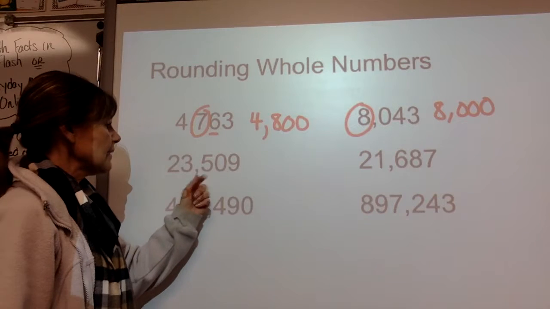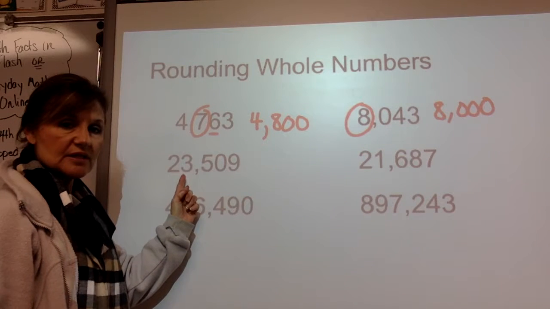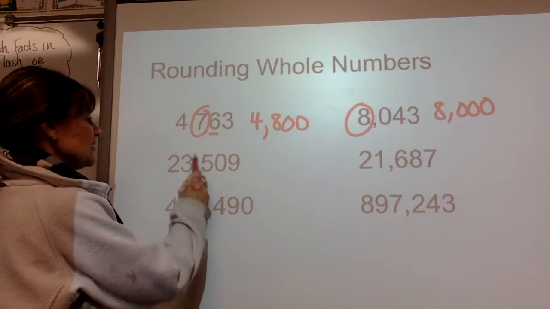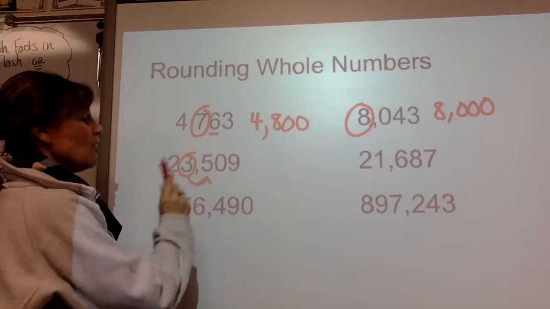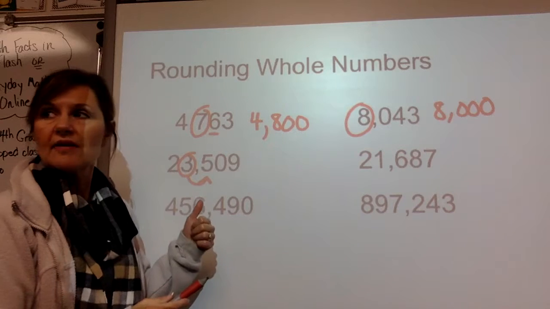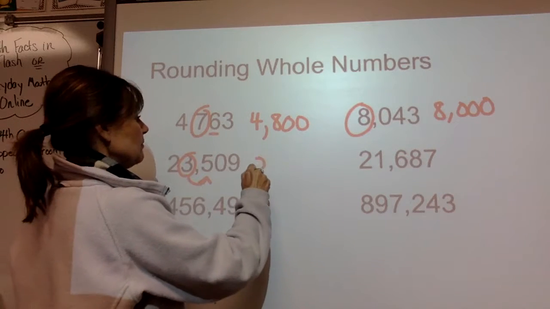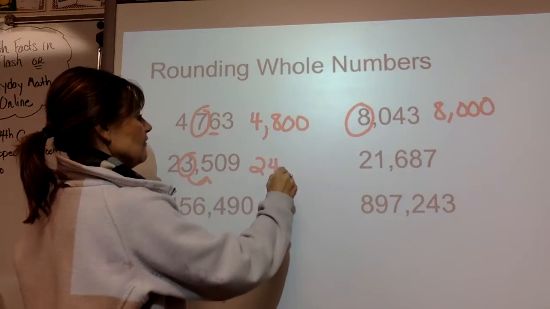23,509. I'm going to round to my nearest thousand again. Ones, tens, hundreds, thousands. I'm going to look at my neighbor. Oh, I see it's a 5, so I'm going to have to round up. So my new number is going to be 24,000.